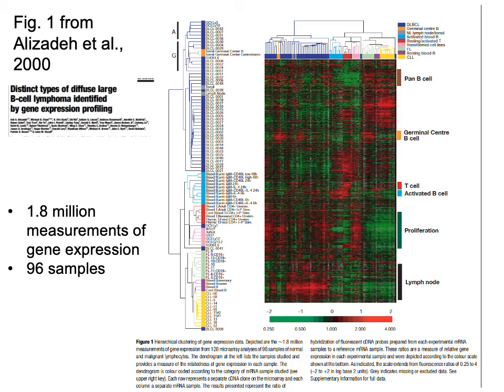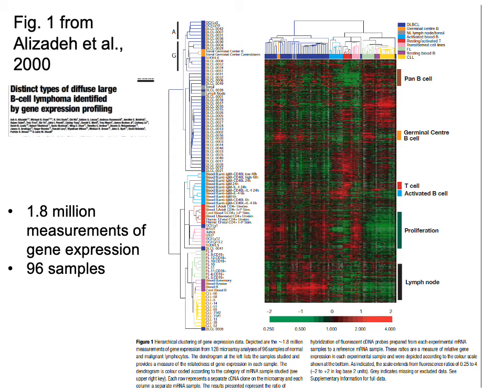This is the actual figure from the published paper. So the prior figure was from the review article, which was a bit of a summary. And I just wanted to show you how big these microarrays can be. This paper was published in 2000, and you can see the title of the paper is Distinct Types of Diffuse Large B-cell Lymphoma Identified by Gene Expression Profiling. Okay, so the review was summarizing this primary research article.